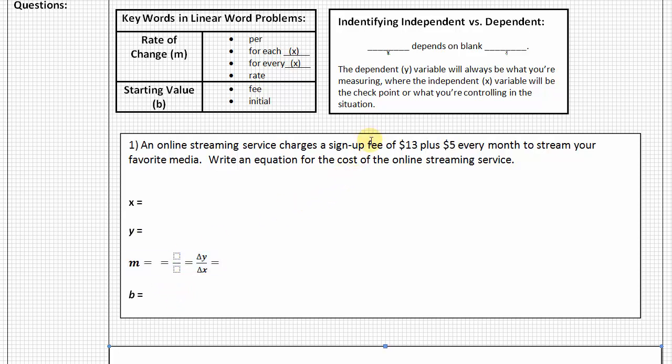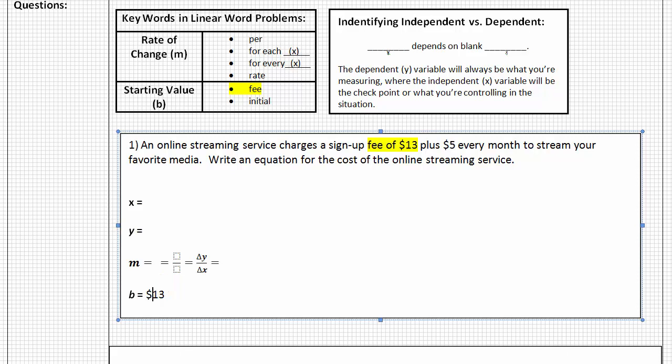So here's what I see. Right away I see a fee of $13. And here I see the word fee. So fee is telling me my starting value, so I'm going to say that the starting value is starting out at $13. That's what I'm going to have to pay right up front.